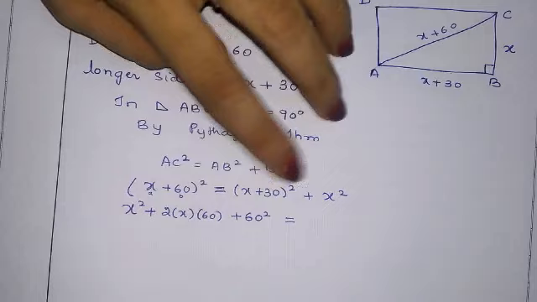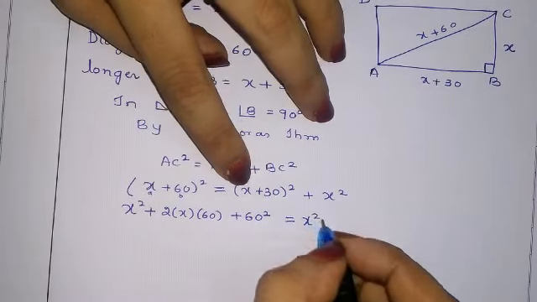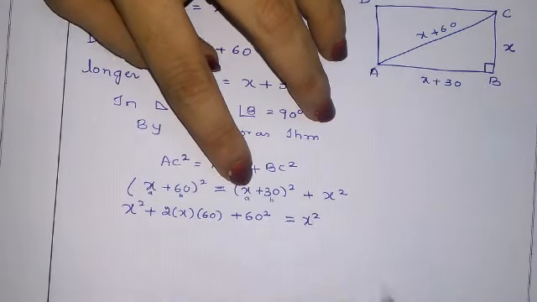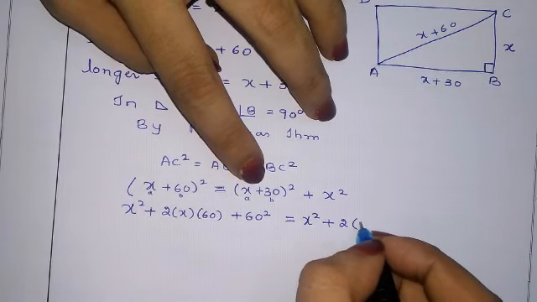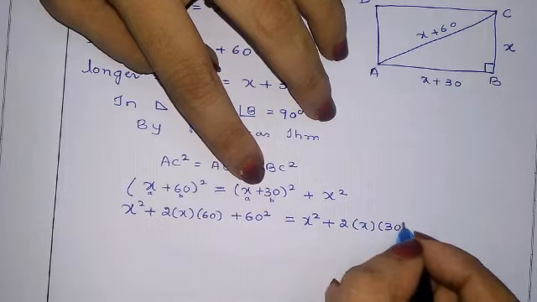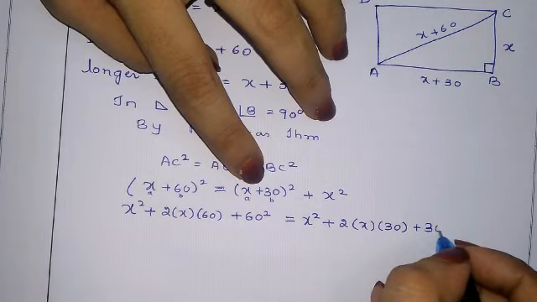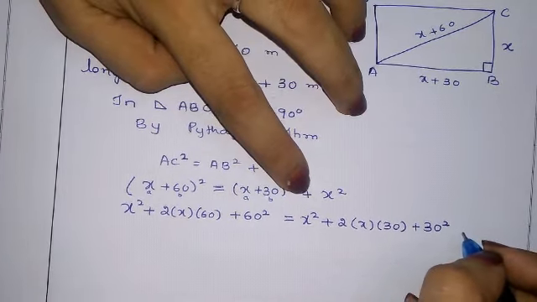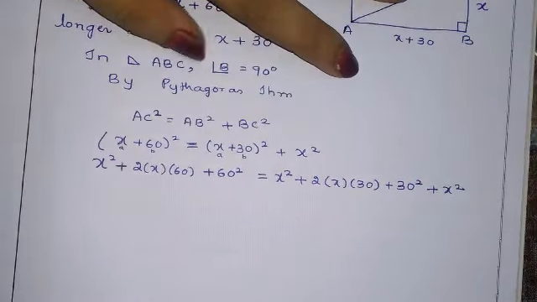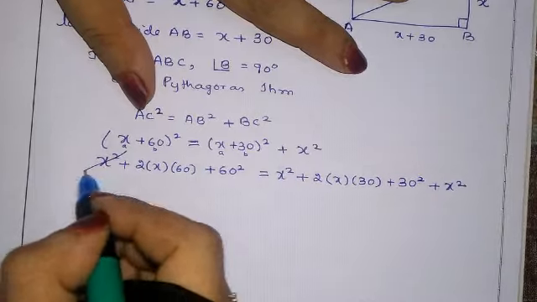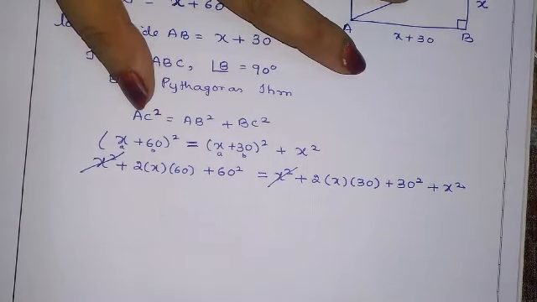Now (a + b) whole square again. This is a, this is b. So a means x square plus 2ab, where b is 30, plus b square, plus x square as it is. Okay. Now we can clearly see one x square gets cancelled.